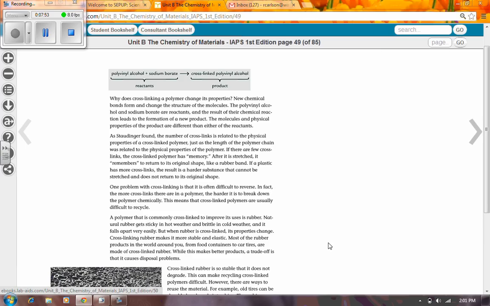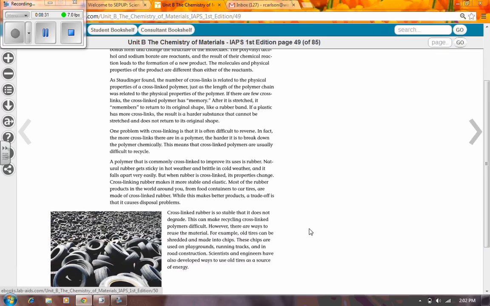A polymer that is commonly cross-linked to improve its uses is rubber. Natural rubber gets sticky in hot weather and brittle in cold weather, and it falls apart very easily. When the rubber is cross-linked, its properties change. Cross-linking rubber makes it more stable and elastic. Most of the rubber products in the world around you, from food containers to car tires, are made of cross-linked rubber. While this makes better products, a trade-off is that it causes disposal problems.